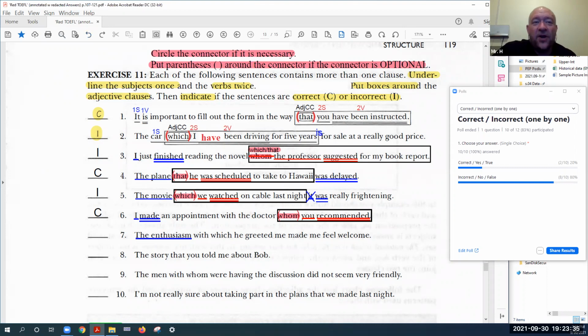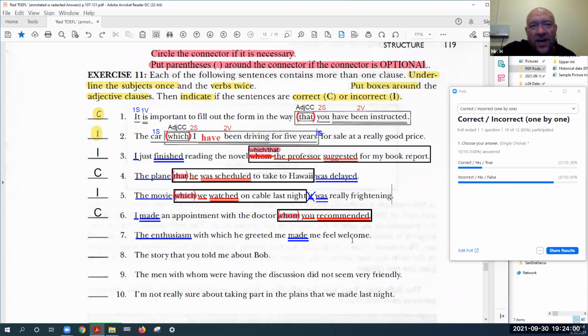Now, let's find a verb. We have to match a verb here. Can you find a verb? Made. Made is the verb. So the enthusiasm made me feel welcome, okay? All right.